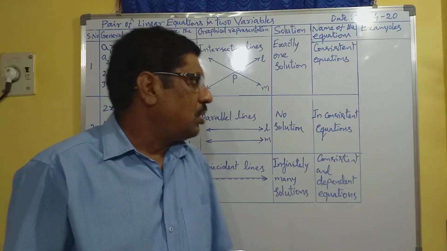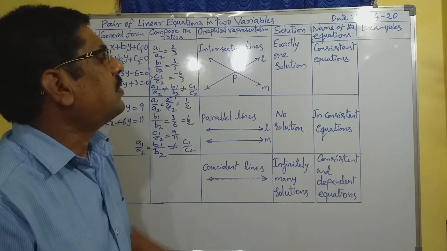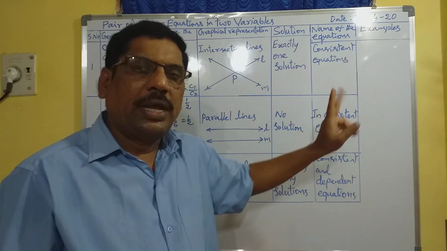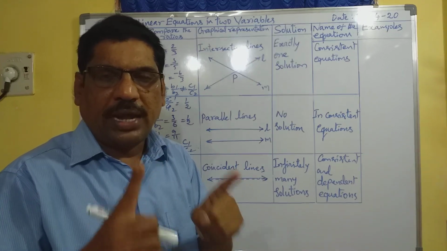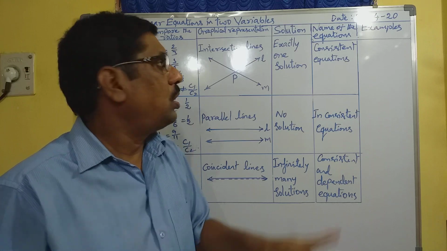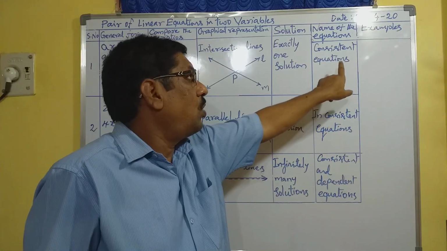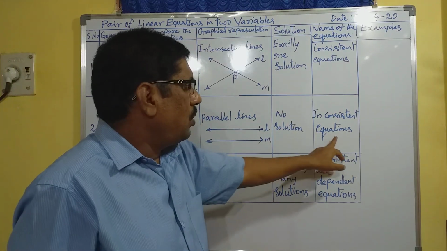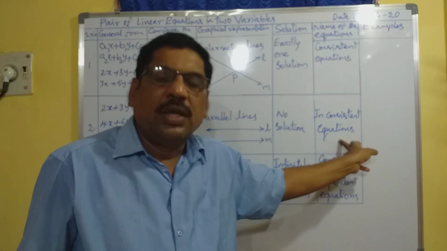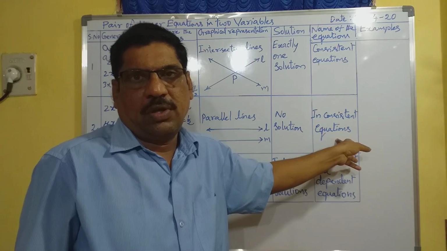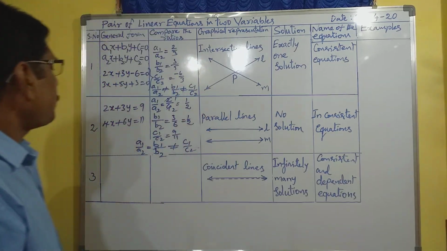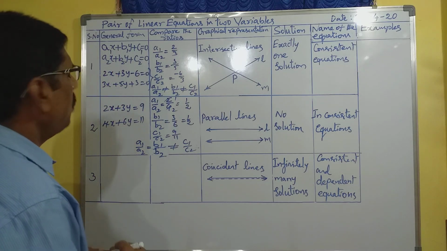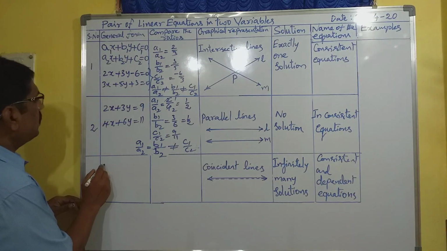In this situation, we call the equations inconsistent equations. Okay? If the two lines meet at one point, that means the lines are intersecting, the given equations can be called consistent equations. Here we call these equations inconsistent equations. Okay. Now, let us go with the third case. Now, let us take one example.